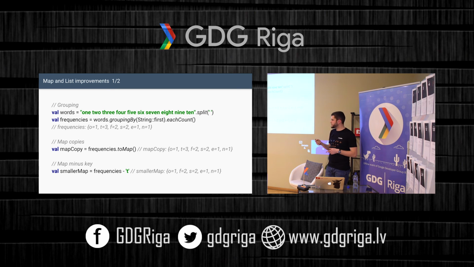And in Kotlin 1.0 there was a function plus which adds the key to the collection, and this is just the opposite of that. So they finally added that.